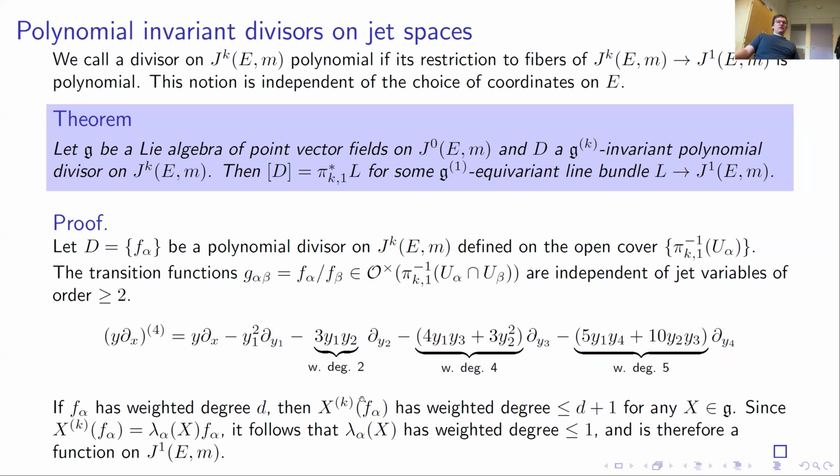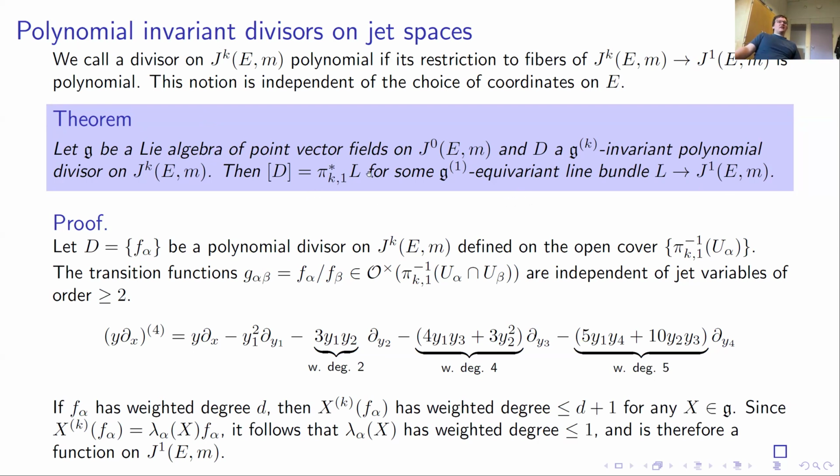So why is this important? Well, it means that if we're interested in invariant divisors here, we could start by trying to compute G equivariant line bundles over JK. But then we may have to go to arbitrarily high order K and do the computations again and again. But it turns out that if you look for polynomial invariant divisors, and actually by extension irrational invariant divisors, then it's sufficient to compute equivariant line bundles only on J1.